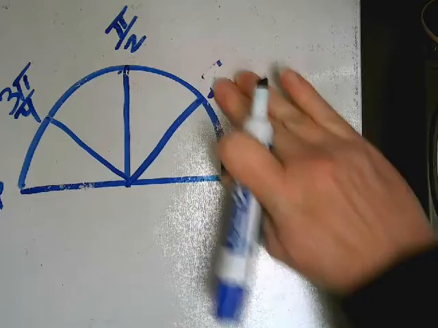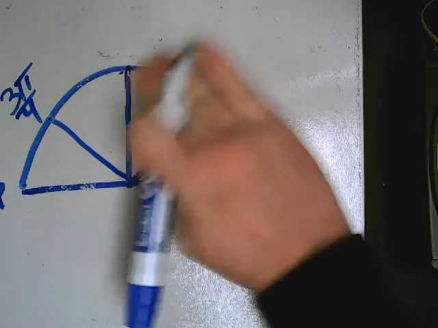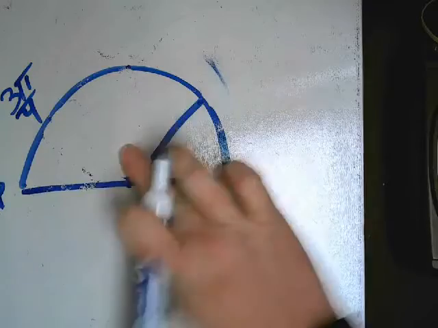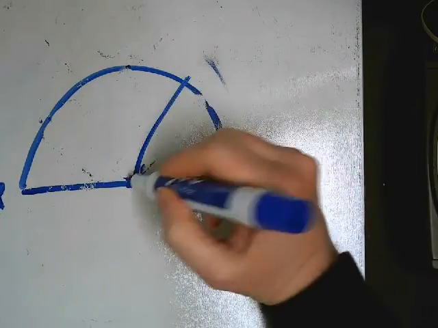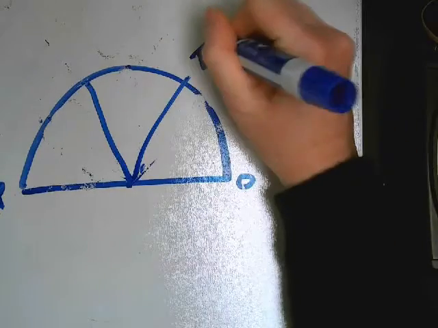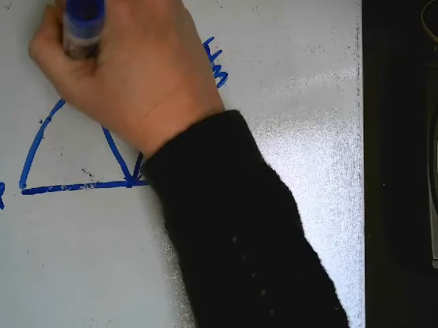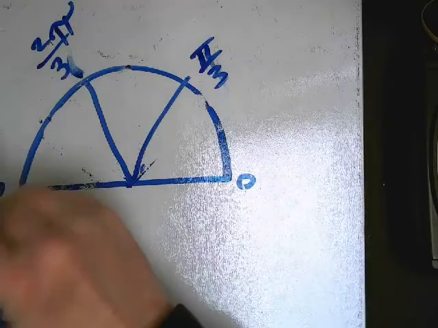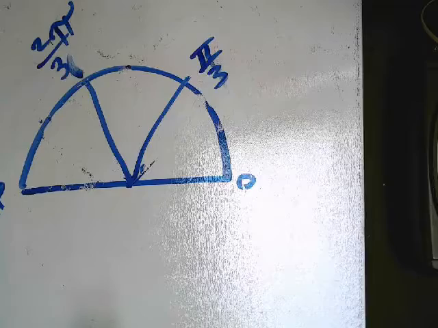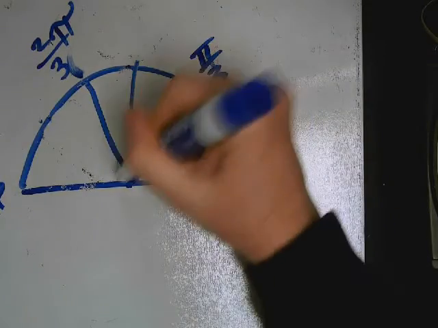So I could divide it into, let's do, I'm going to take my whole pi and divide it into thirds. So this is pi over 3. This is 2 pi over 3. And that's 3 pi over 3. Make sense? Okay, well, I could divide that into sixths.